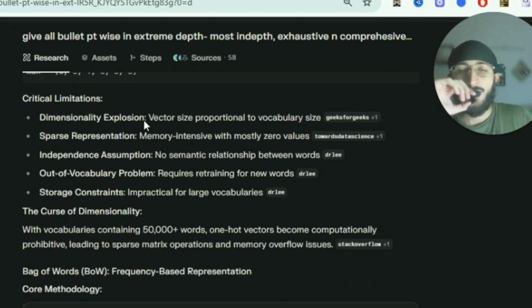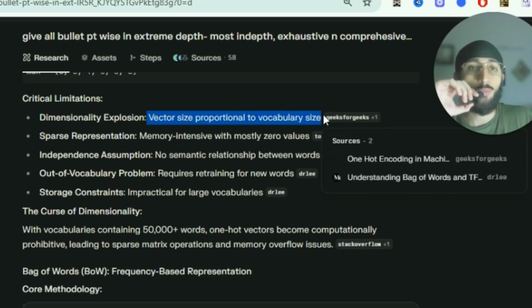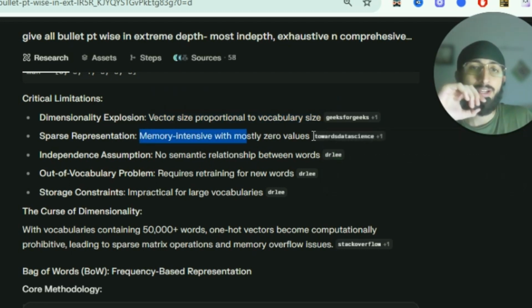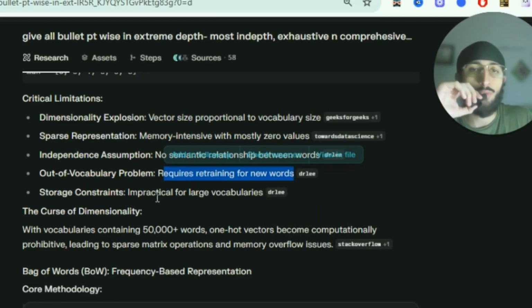Critical limitations: dimensionality explosion, where vector size is proportional to vocabulary size; sparse representation, memory intensive with mostly 0 values; independence assumption, no semantic relationship between words; out of vocabulary problem, requires retraining for new words; and storage constraints, impractical for large vocabularies.